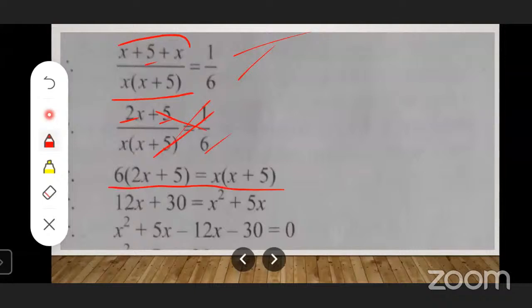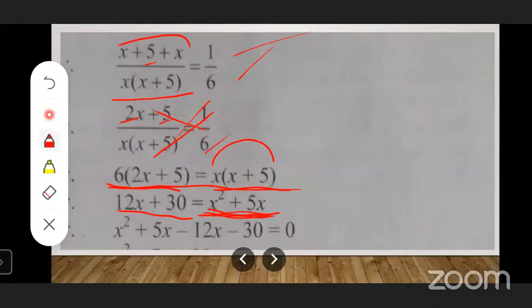Let us further simplify. 6 into 2X plus 5 becomes 6 into 2, 12. That is 12X, plus 6 5s are 30. So you will get 12X plus 30. And when you simplify this, you will get X into X, X square, right? And X into 5, 5X, right? So now what will be the next step? Just see this: X square plus 5X.